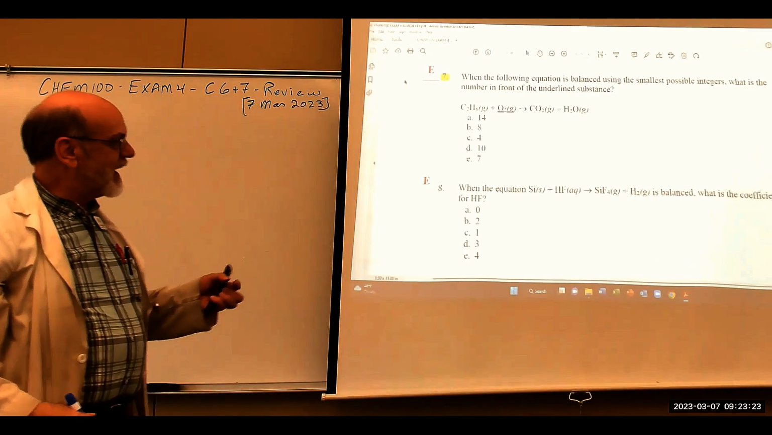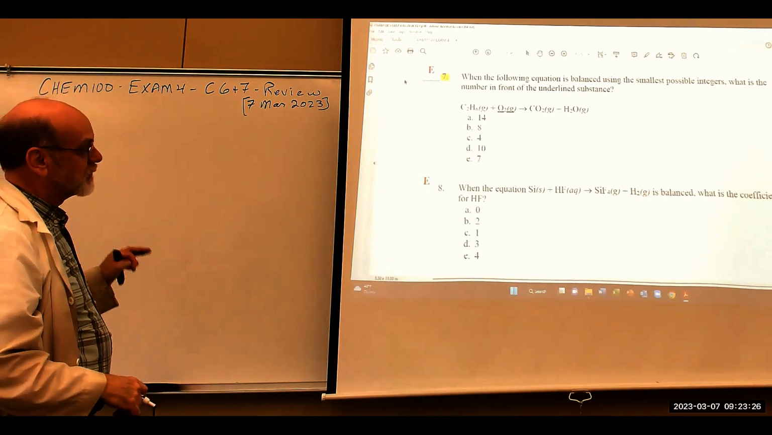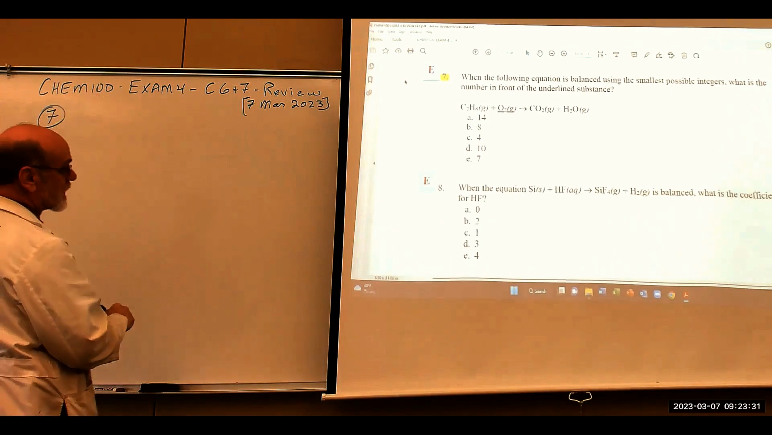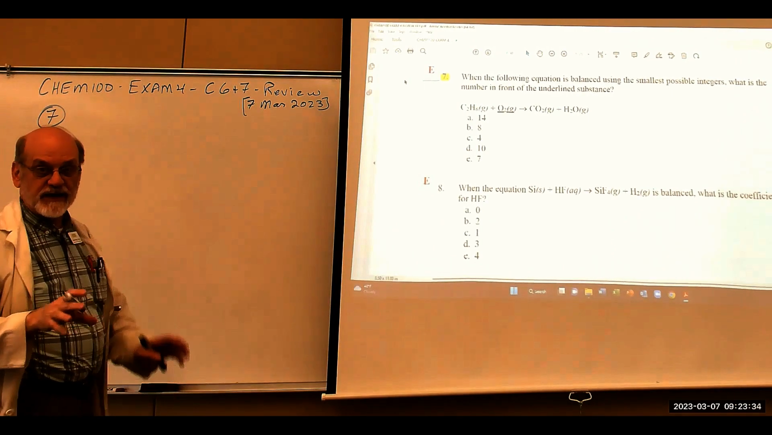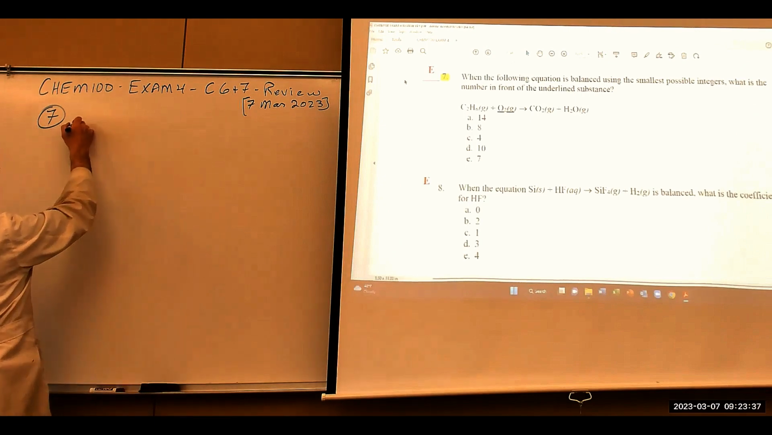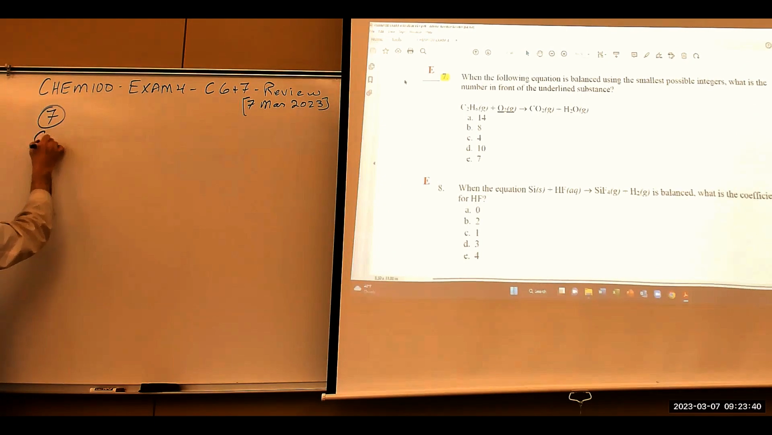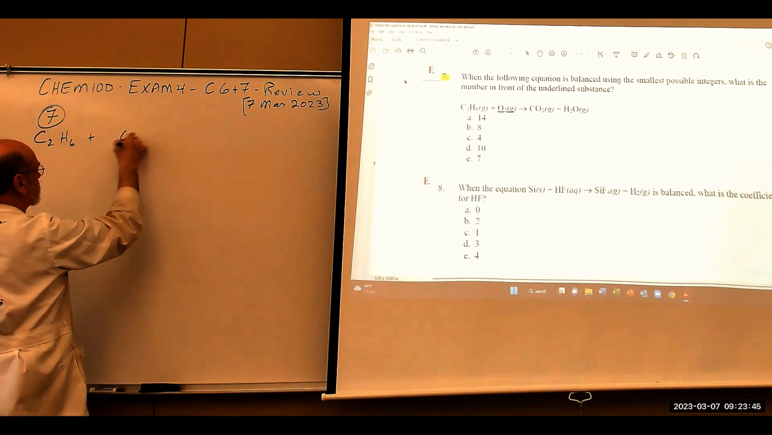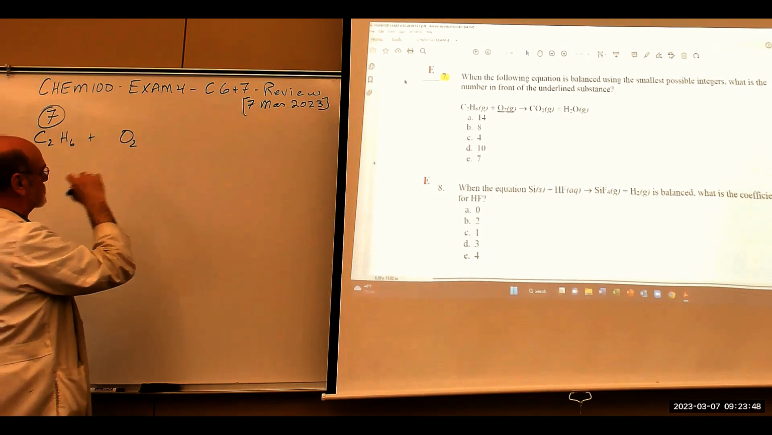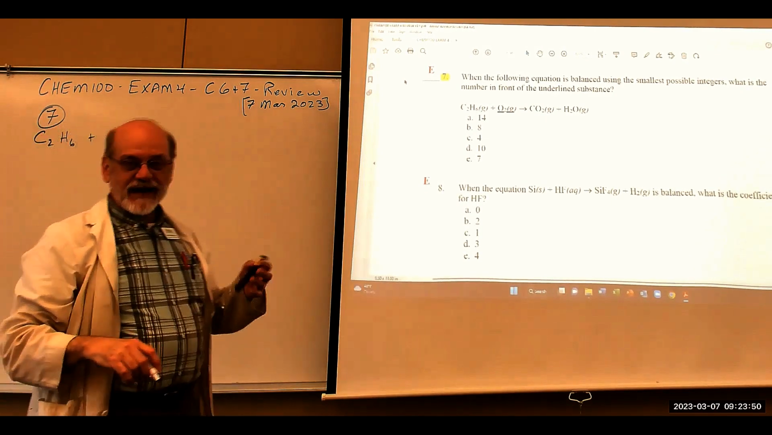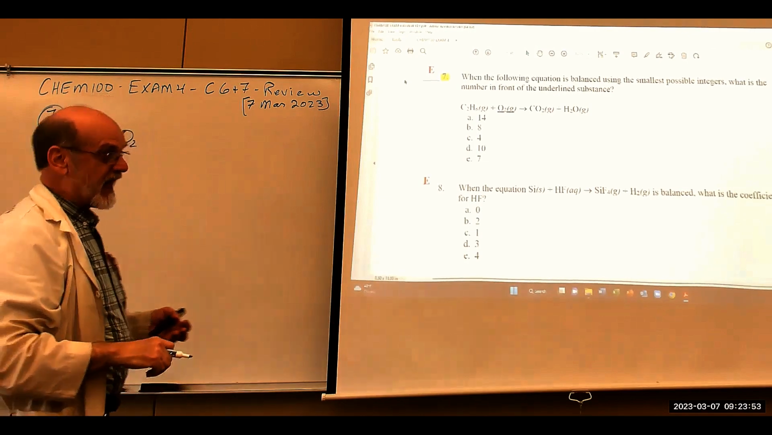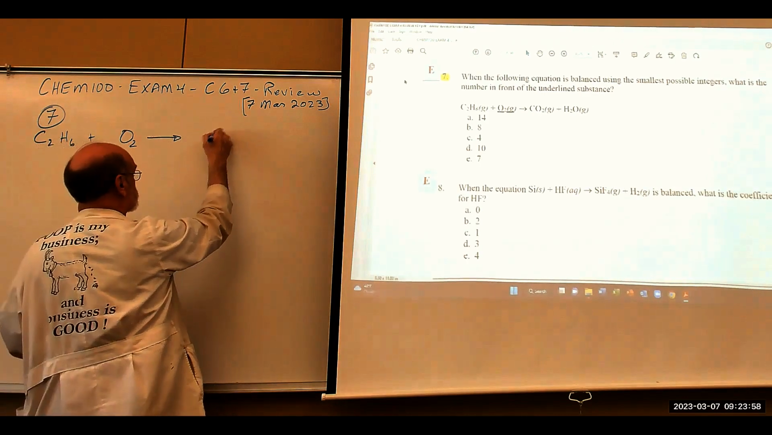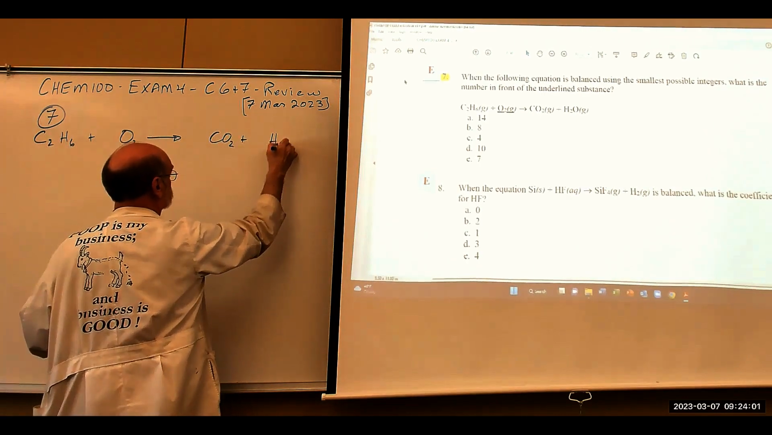When the following equation is balanced using the smallest possible integers, what's the number in front of the underlined substance? So what's the coefficient in front of oxygen? All right, so here we better use the budget method on this one. C2H6, which is a hydrocarbon, plus oxygen. And to balance this, we don't need the phases, so I'm going to leave the gas phase out. They're all gases. And this produces carbon dioxide and water.